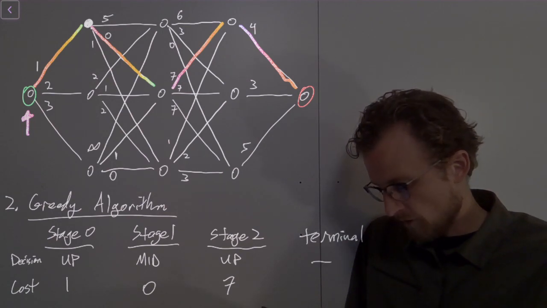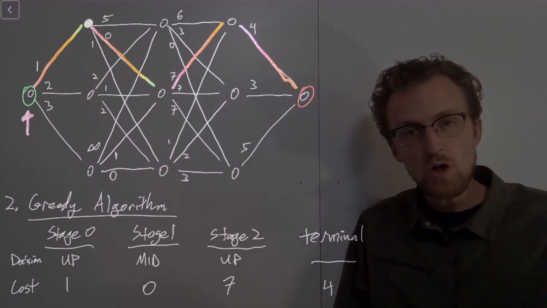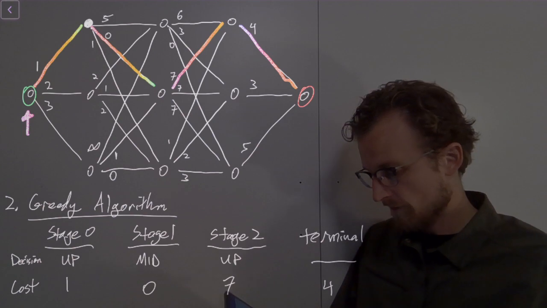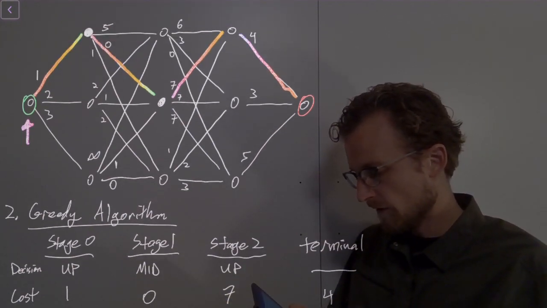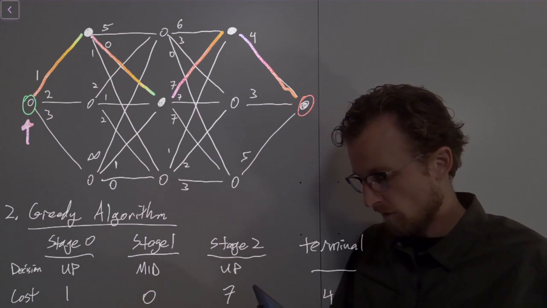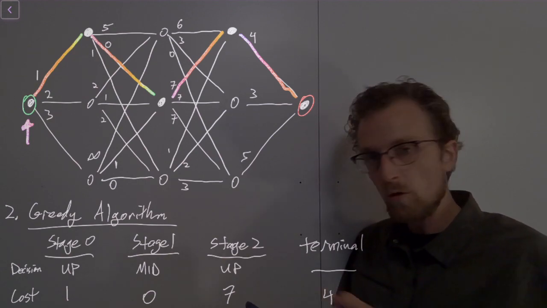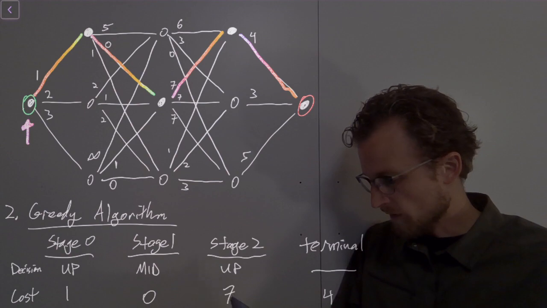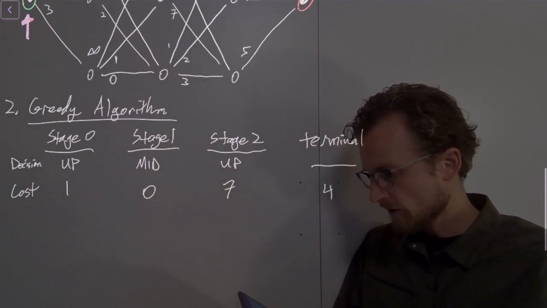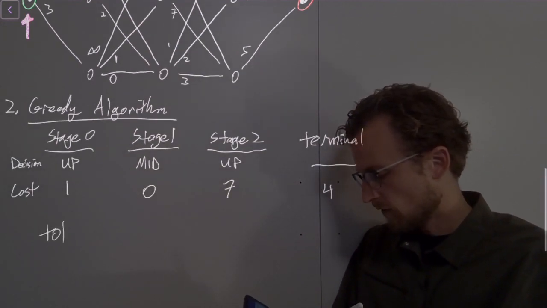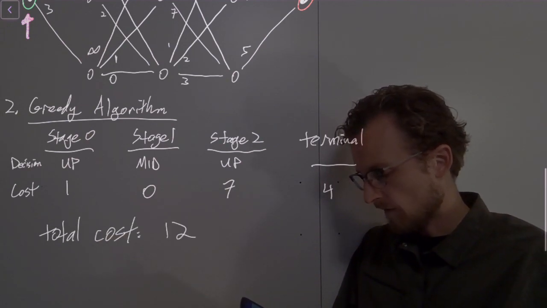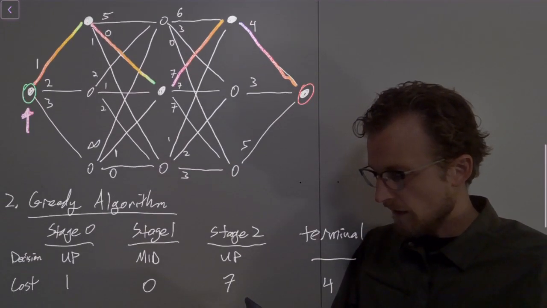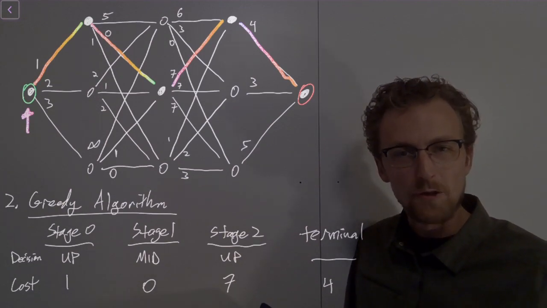Terminal. There's no decision, but the cost is 4. Okay, so now in total, what's our cost? Well, our total cost for this path, let me fill in these nodes just to make it clear what we've done. So our total cost for this path is 1 plus 7 plus 4, which is 12, right? Total cost is 12, okay? And it was a quick thing to do, right?